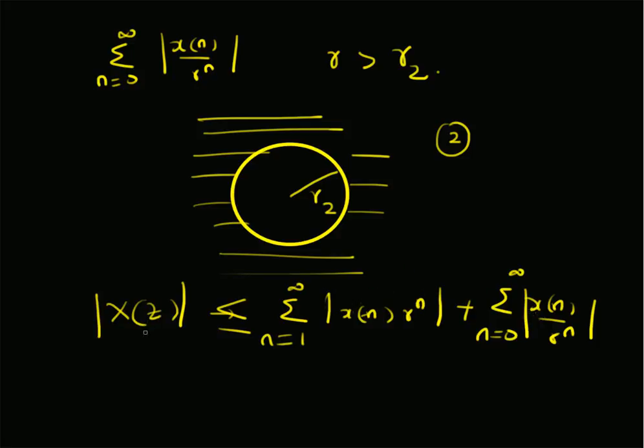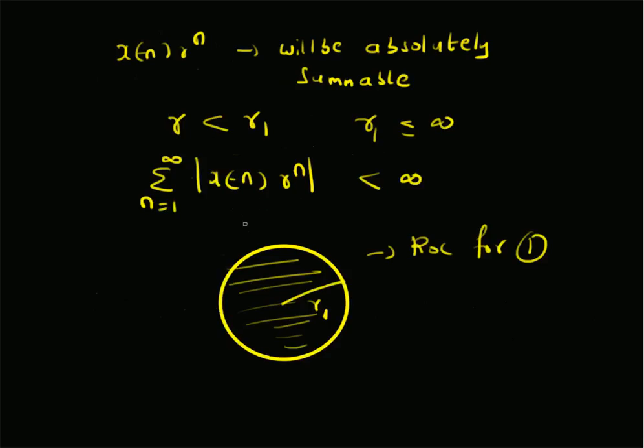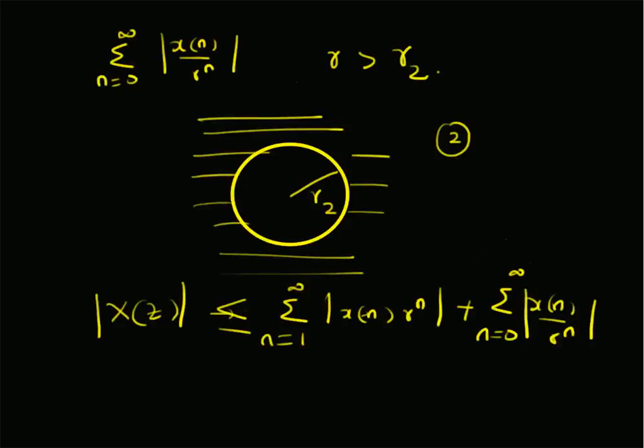So that means it will converge as long as both of them are absolutely summable. That is, both x(-n) r^n and x(n) by r^n are absolutely summable, and that is possible only in a region that is the intersection of these two ROCs, that is, the intersection of this ROC with this second ROC. That means it will basically be an annular region, or a ring-like structure, between these two circles, provided that R1 is definitely greater than R2.